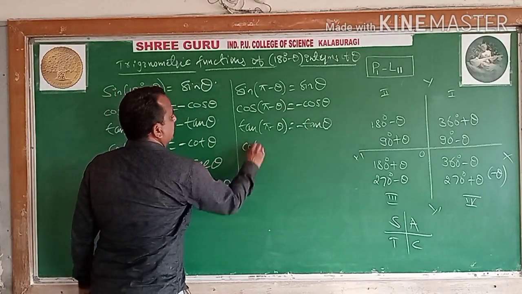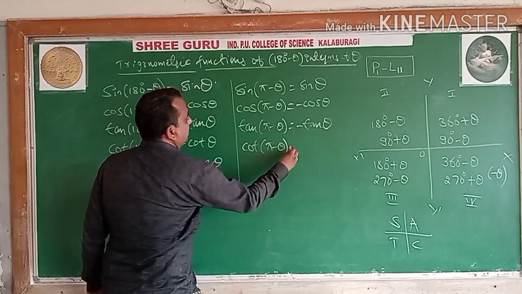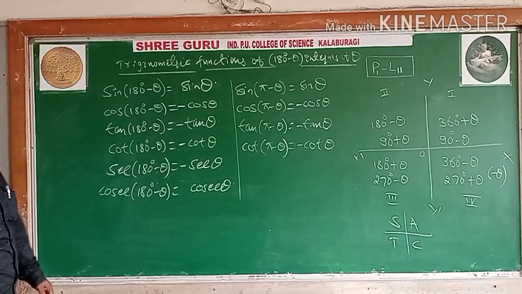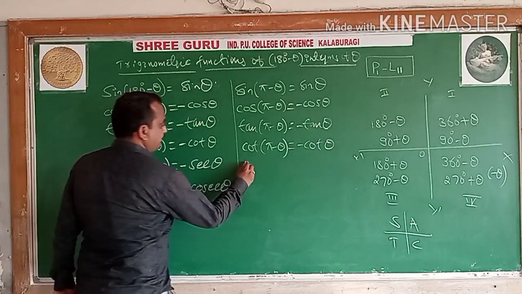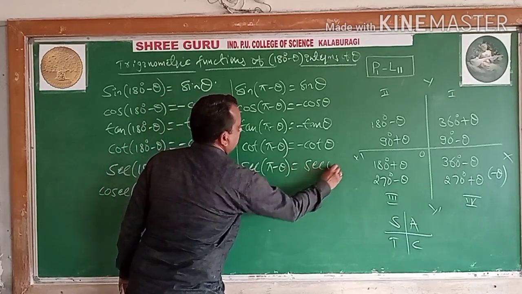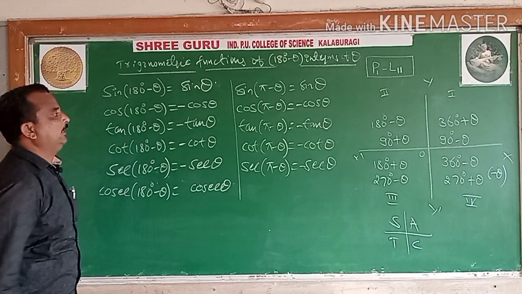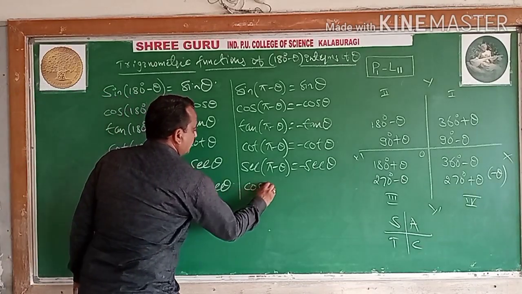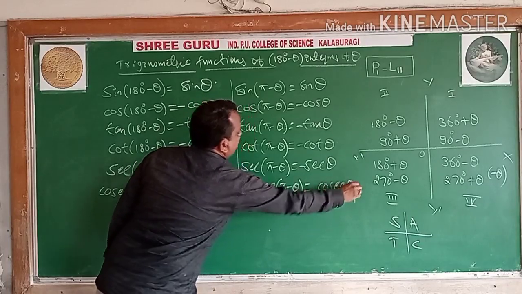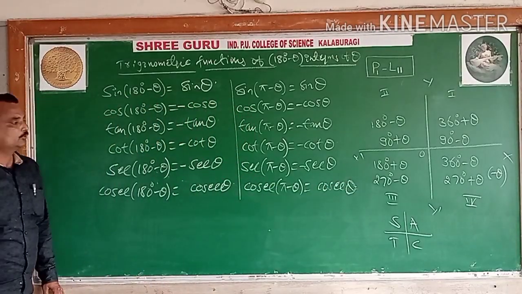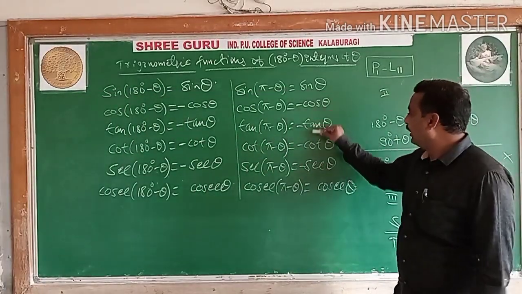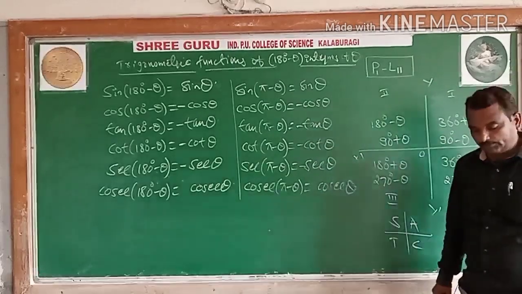Cot of pi minus theta, cot theta, this is also negative. Then sec of pi minus theta, sec theta, this is also negative. Only sine and cosec are positive. Cosecant of pi minus theta is plus cosecant theta, because of the second quadrant angle. So sine and cosec are positive. Remaining all the functions are negative.